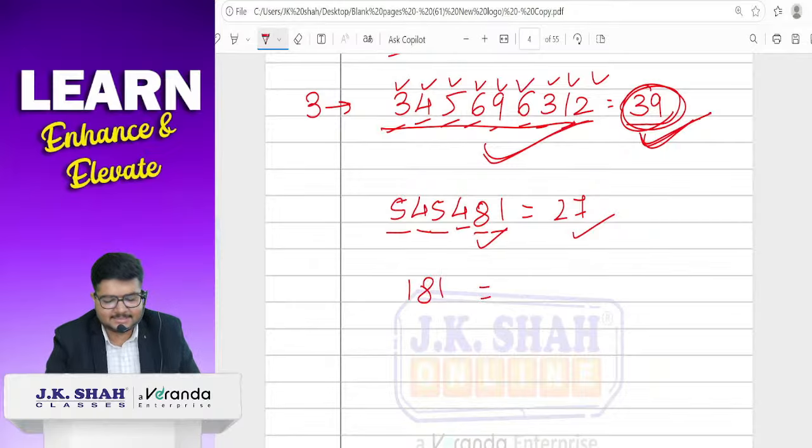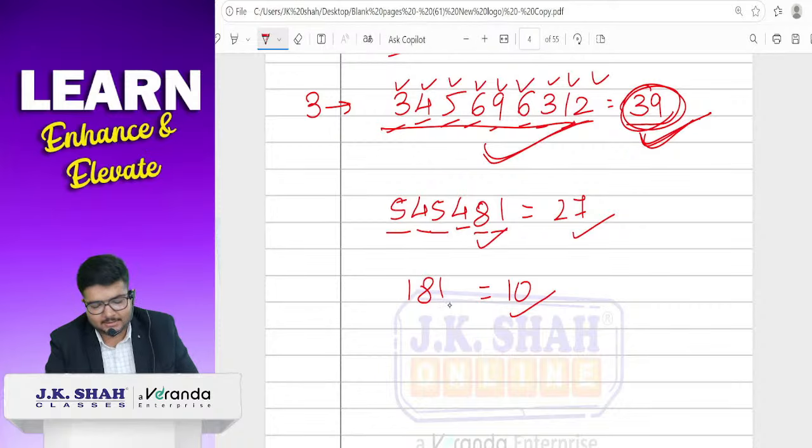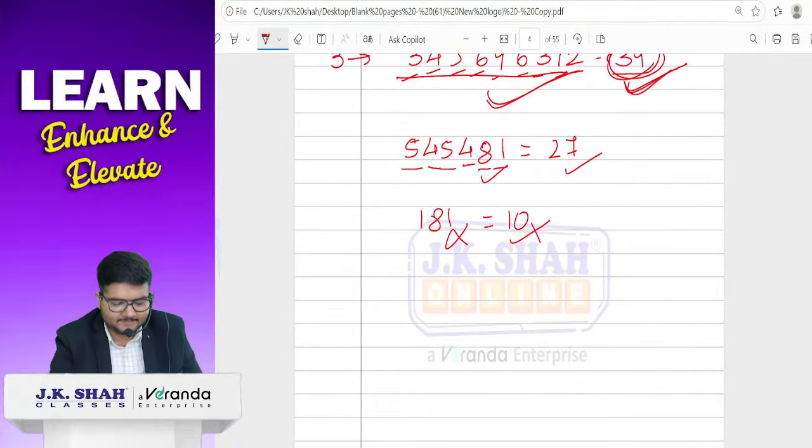181. Please add this number. The addition of all the digits is 10. Is this divisible by 3? No, sir. Then the number 181 is also not divisible by 3. I hope everybody understood this.